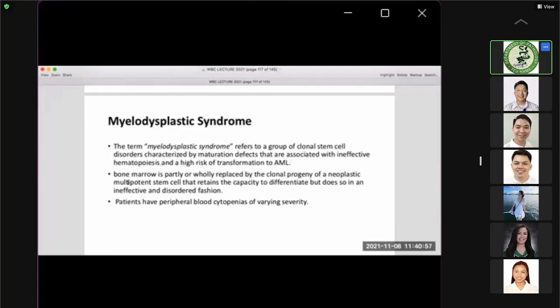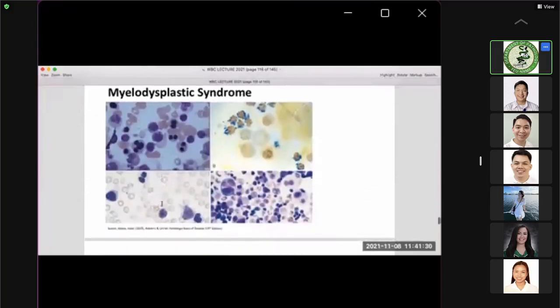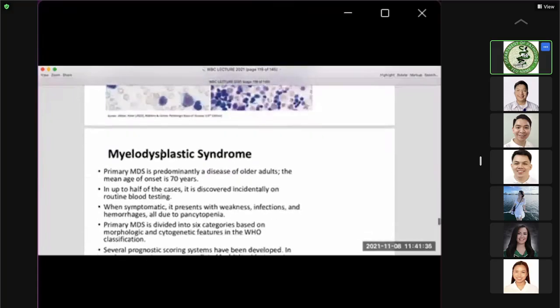So pwede siyang yung bone marrow partly or wholly replaced by the neoplastic stem cells that retain the capacity to differentiate but do so in an ineffective and disordered fashion. So, problem pa rin yan. Not very good cells are produced, so the function would be deranged as well. Patients have peripheral blood cytopenias of varying severity. Okay, so these are microscopic examples of myelodysplastic syndrome.